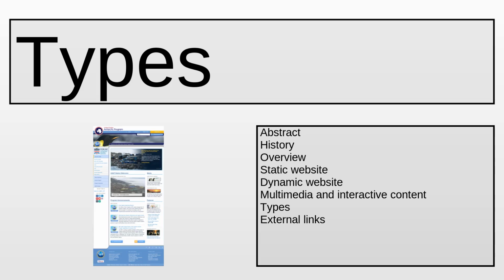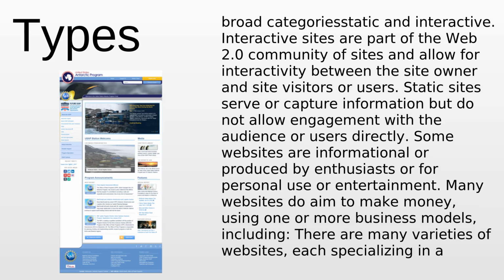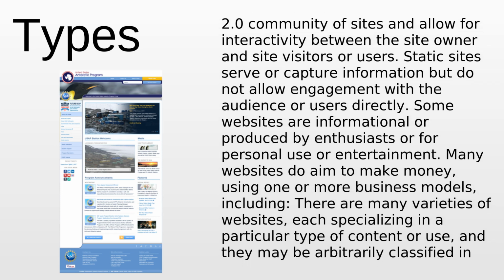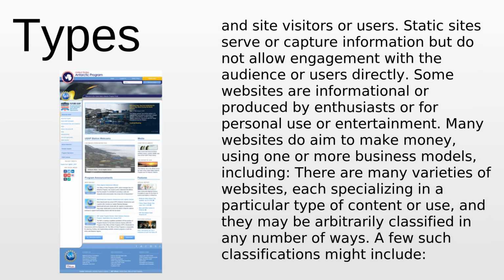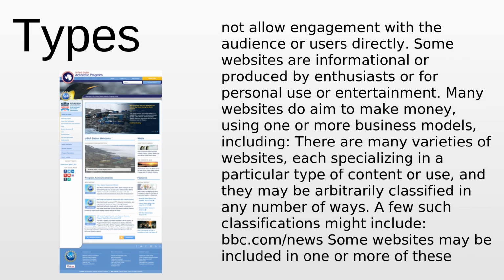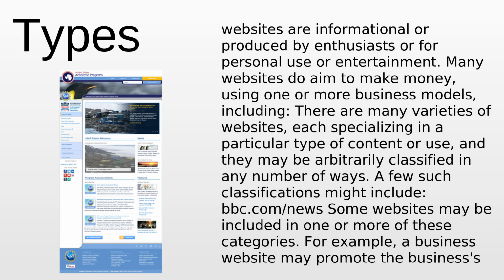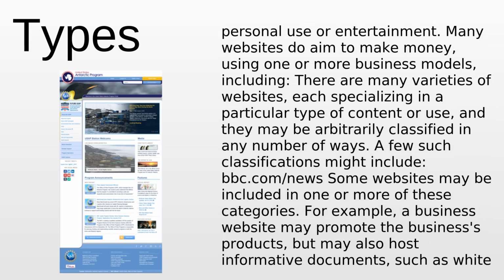Types. Websites can be divided into two broad categories: static and interactive. Interactive sites are part of the Web 2.0 community of sites and allow for interactivity between the site owner and site visitors or users. Static sites serve or capture information but do not allow engagement with the audience or users directly. Some websites are informational or produced by enthusiasts or for personal use or entertainment. Many websites do aim to make money using one or more business models, including.